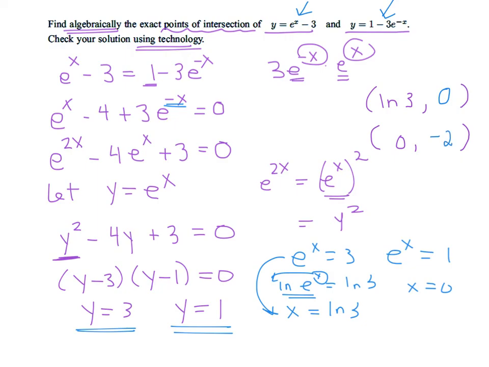If you were to check these answers using your graphing calculator, you would graph both of the functions, which would look something like this and something like this over here, right? Then you would check the points of intersection. See if you get 0 and negative 2, and also ln of 3 and 0. On your calculator, it's not going to say ln of 3, so you need to check on your calculator what ln of 3 is. Convert that into a decimal and check the answers on your graph.